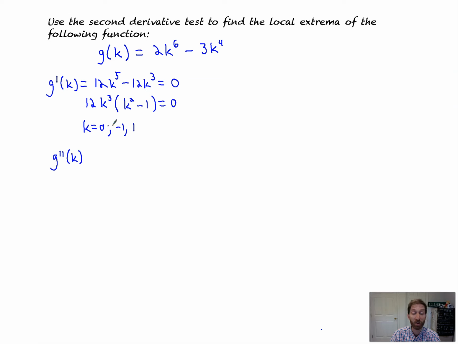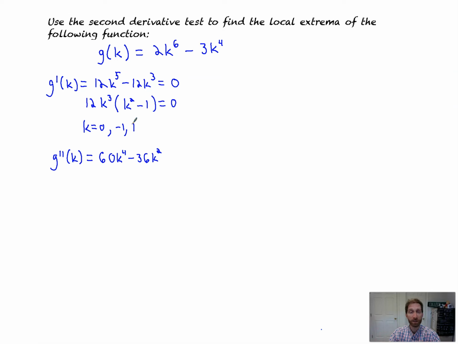And we're going to test the second derivative at these critical numbers to see what the concavity is doing there. So g double prime of k, the derivative of the first derivative, is 60k to the fourth minus 36k squared. Okay, now what we're going to do is test these critical numbers. We know that at these points we have horizontal tangent lines. So do we have something that goes like this or something that goes like this?